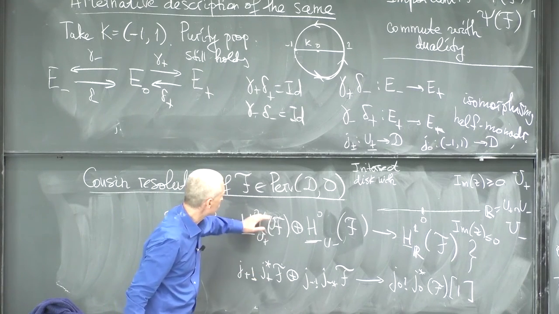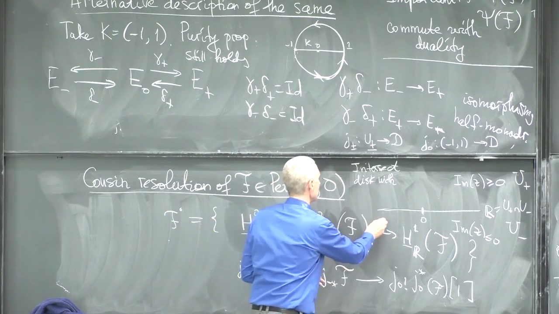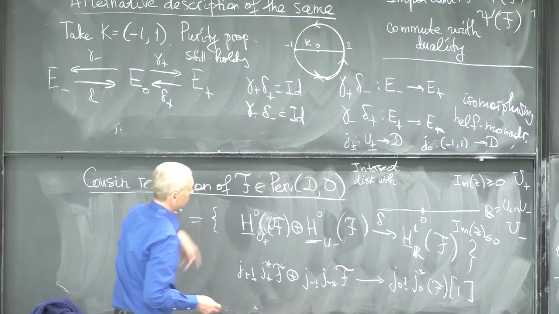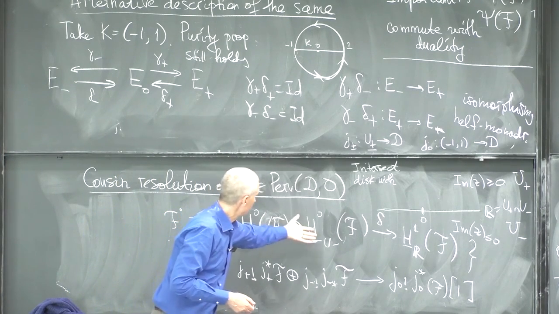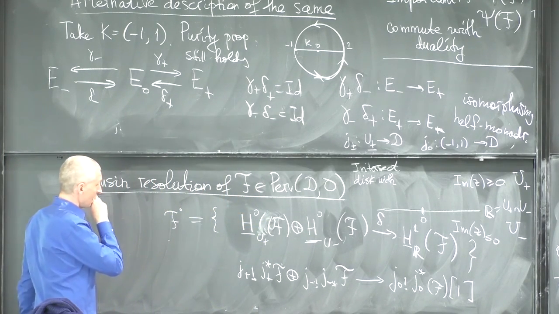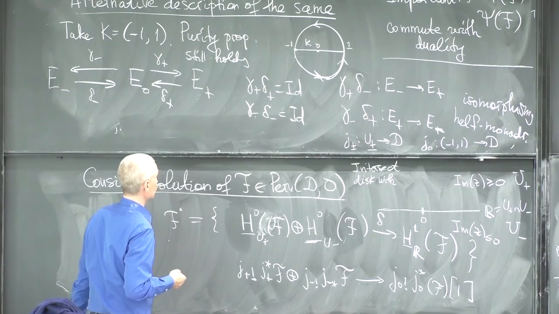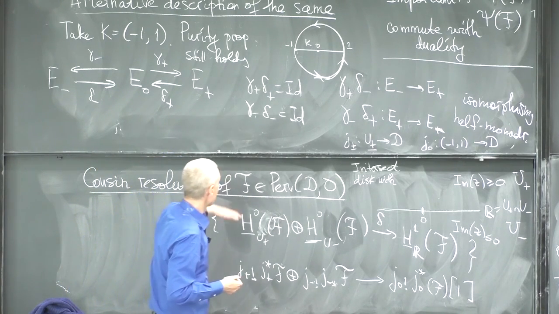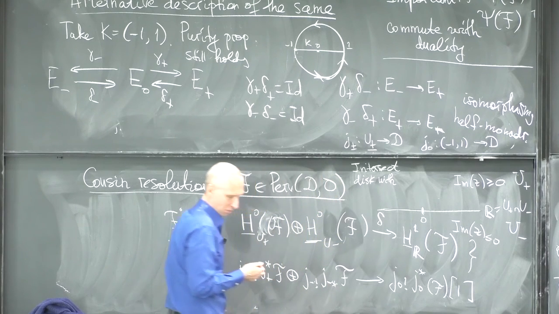And in this case, it will reduce to this explicit complex of sheaves. And the maps delta plus and delta minus will be the corresponding components of those maps on the level of stalks. So the conditions can be read off this complex.